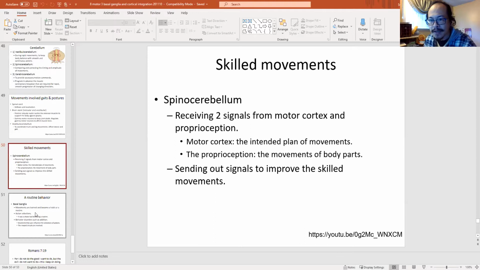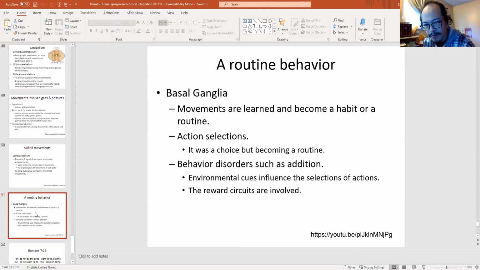Another level of this programmed training becomes a routine behavior. This type of daily behavior is basically those involved with sensory cues, visual cues, a lot of environmental cues, and those are affected by the basal ganglia. So this routine behavior is very powerful. People very easily build a routine, and it is also very difficult to break a routine.